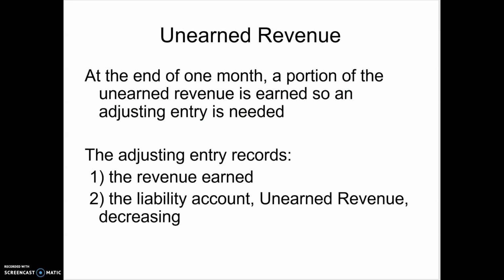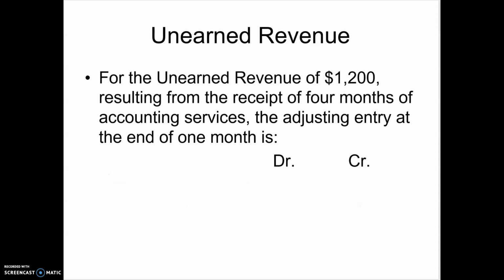At the end of 1 month now, we've done some of the work, right? We owe them 4 months of service when we got the money, but now we've done 1 month of it. So we have to do an adjusting entry to show that we have earned the revenue for 1 month of the services that we've performed. And then we also need to show that we don't owe them those services anymore. So our liability, unearned revenue, is going to be decreasing. So we need to make an adjusting entry.